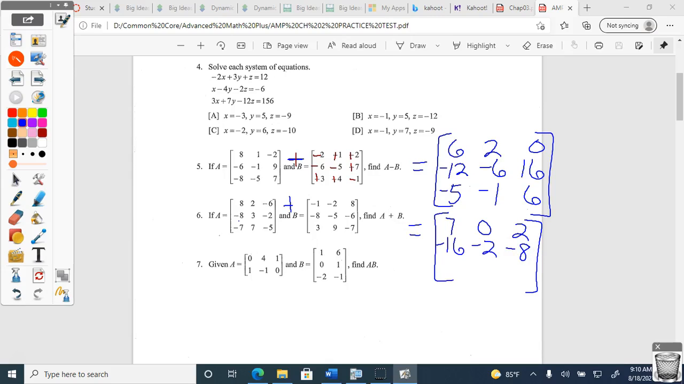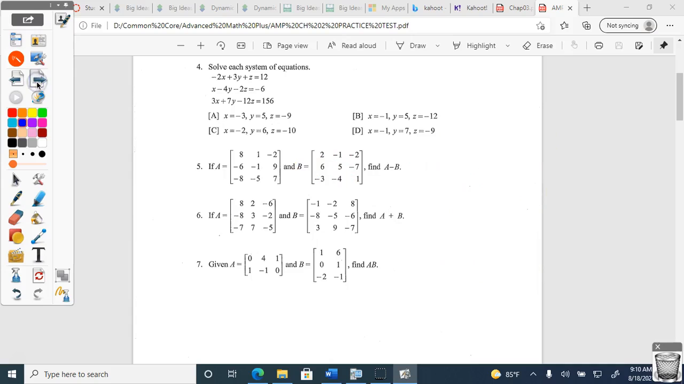Last but not least, negative 7 and 3 would be negative 4. 7 and 9 is 16. And negative 5 and negative 7 is negative 12. We didn't have to move 5 and 6. Everybody good on 5 and 6? Everybody good? All right.